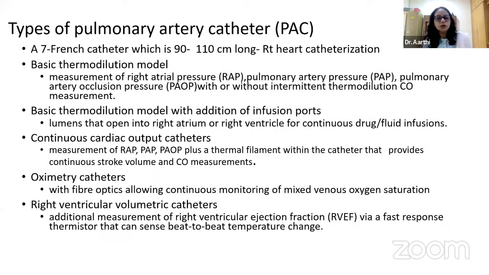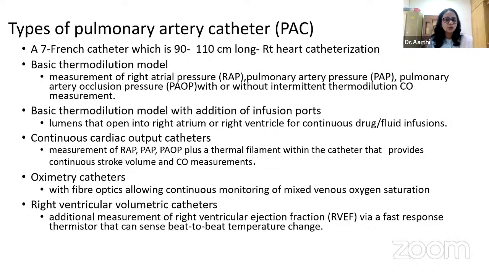So now coming to pulmonary artery catheters. Pulmonary artery catheters are 7 French catheters, with a length ranging from 90 to 110 centimeters, used for right heart catheterization. There are different models of pulmonary artery catheters. These are basic thermodilution models, used to measure the right atrial pressure, pulmonary artery pressure, and pulmonary artery occlusion pressure without intermittent thermodilution or cardiac output measurements. So this is a basic model, which just measures the right heart pressures and pulmonary artery occlusion pressures.